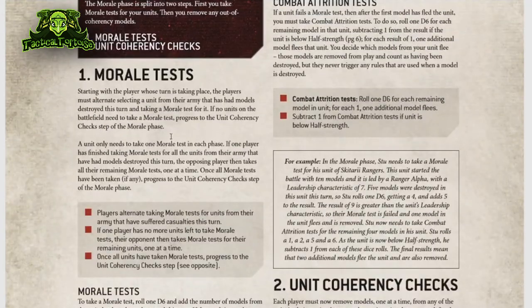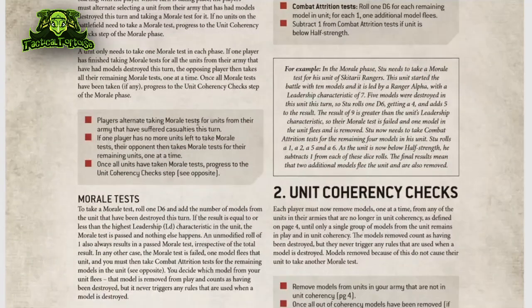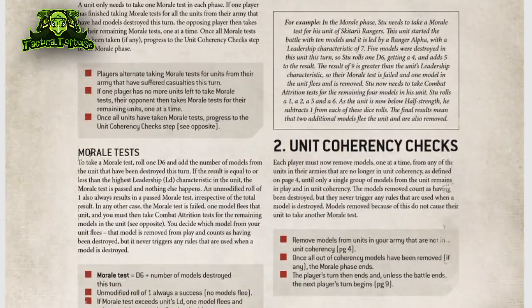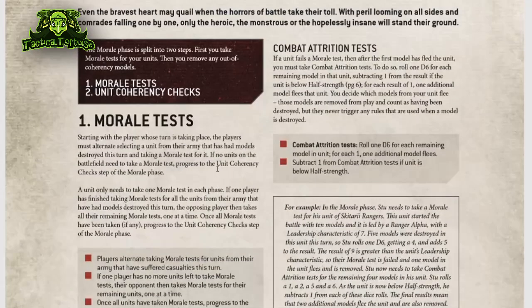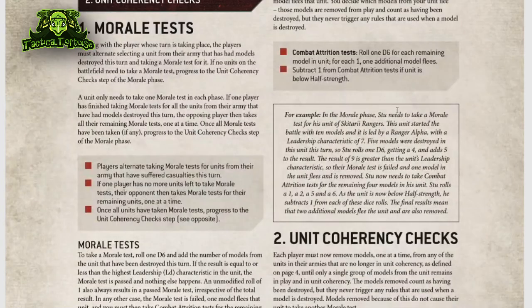When you're taking a morale test, an unmodified roll of 1 always passes, rather than the situations in 8th edition where you would roll a 1 and still lose most of your unit because of your casualties. In addition, morale tests now, instead of removing casualties based on the actual leadership test that you made, will remove a single model, then force a second test called a combat attrition test. Combat attrition test basically rolls 1 dice for each remaining model in the unit. On a 1, they run away, or a 2 if they are below half strength, since you subtract an additional 1 from the roll.